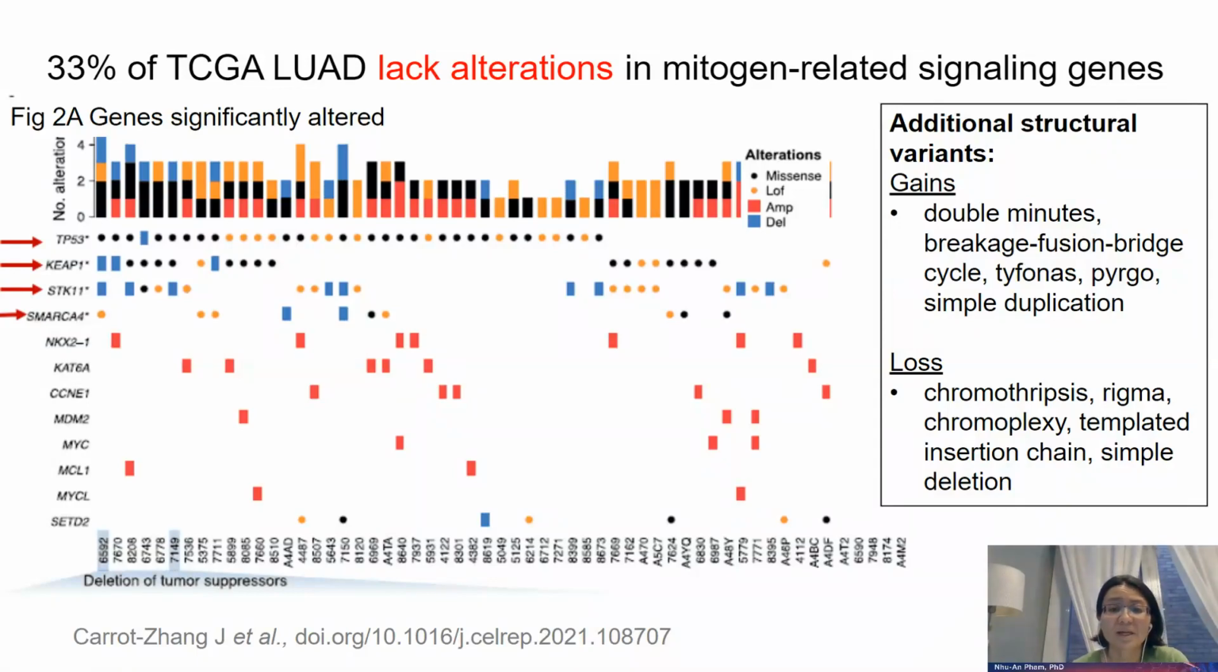Here we show that in the study by Zhang and team, of the adenocarcinomas, 33% in the TCGA cohort lack such alterations. Instead, these tumors have alterations in the tumor suppressor genes, as noted by the red arrows to the left. They also have variants that are complex, that change the structures in terms of gains and losses. And at the moment, we don't know how these complex changes impact therapy and patient outcome.